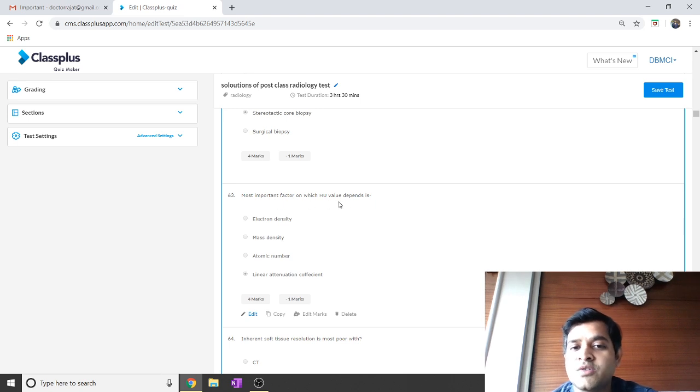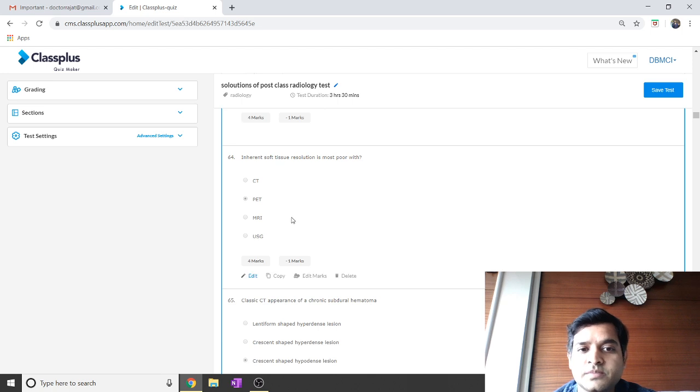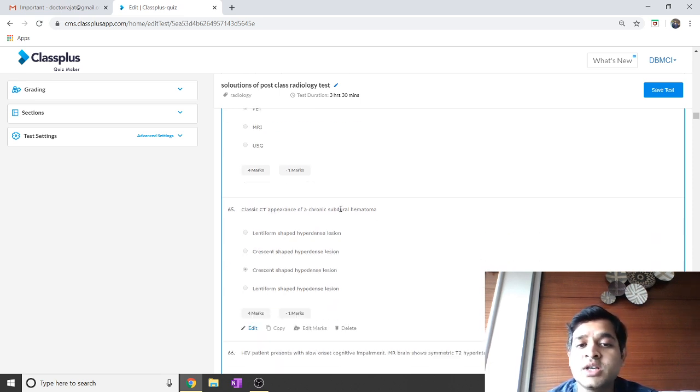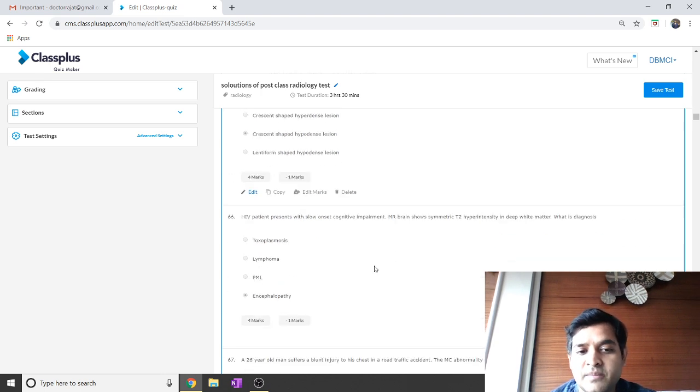Most important factor on which HU value is dependent is linear attenuation coefficient. Inherent soft tissue resolution is most poor with PET scan. PET is a functional imaging, not an anatomical imaging. A chronic subdural hematoma appears as crescent-shaped hypodense lesion.